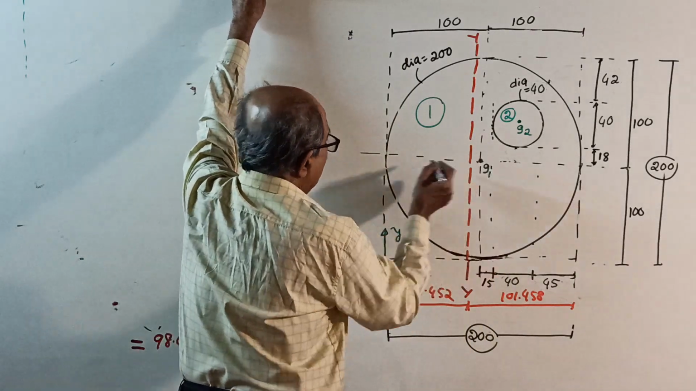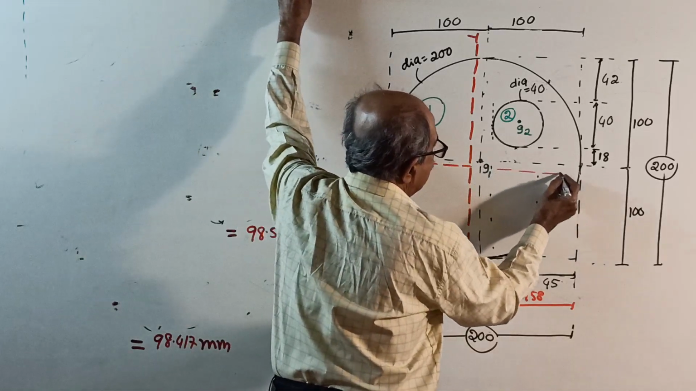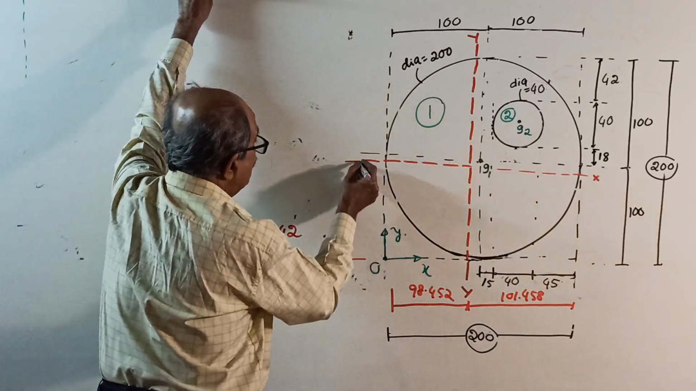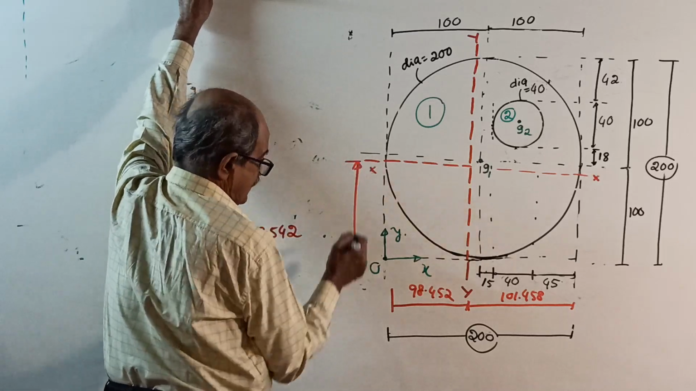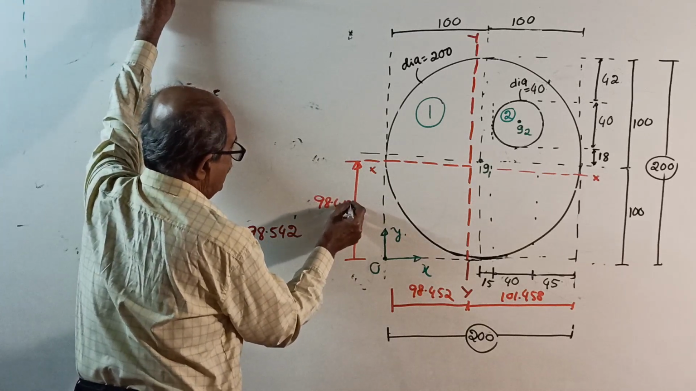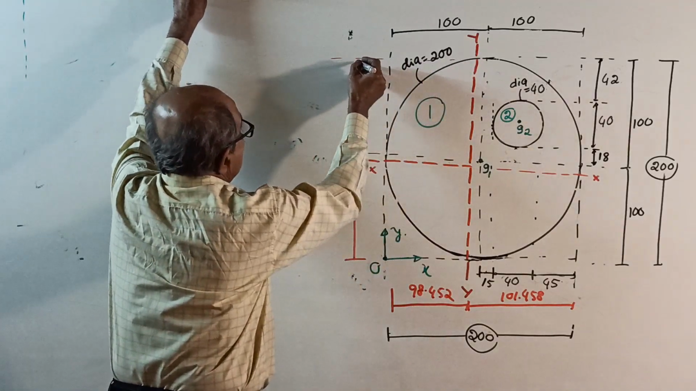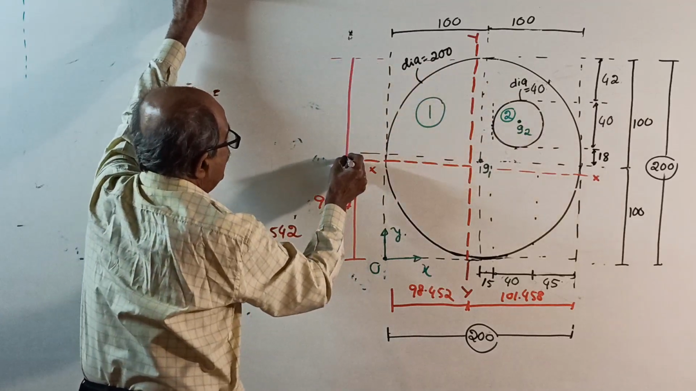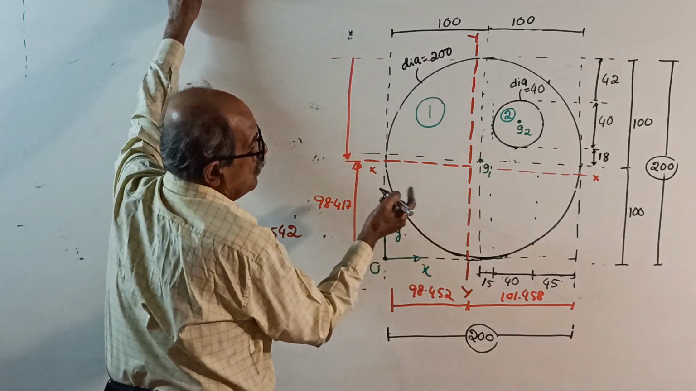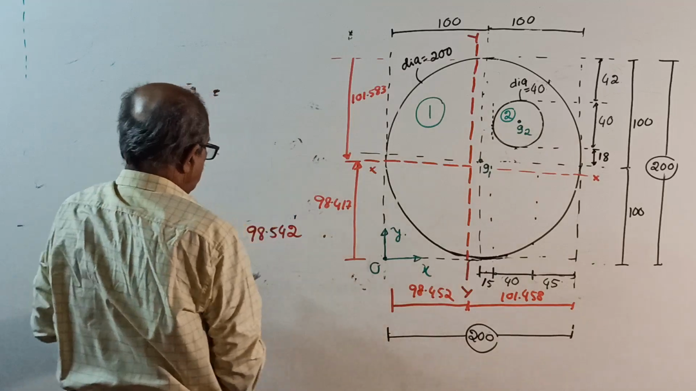Same way, y bar 98.417. From here to here is 100, a little below. This is your x-axis. From here to the x-axis is 98.417. Then from the top extreme edge to this axis, from total 200, subtract it, it will be 101.583. So locate this one.